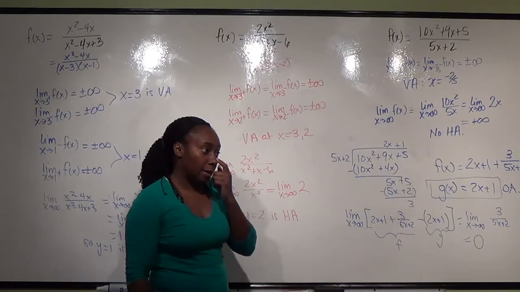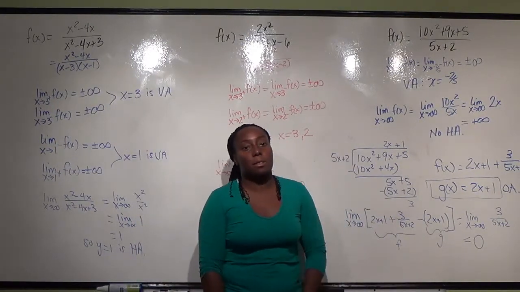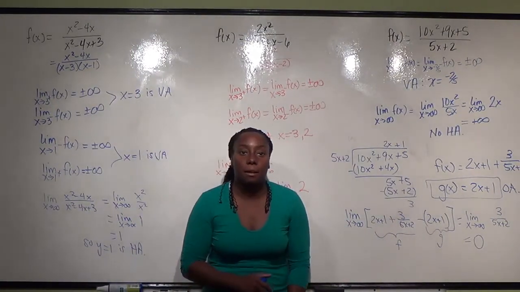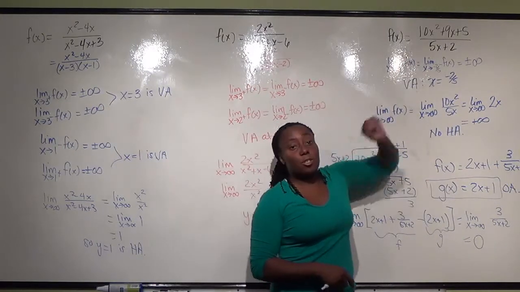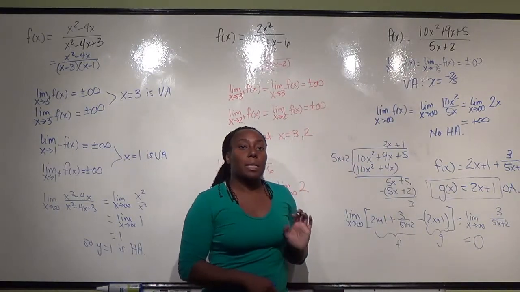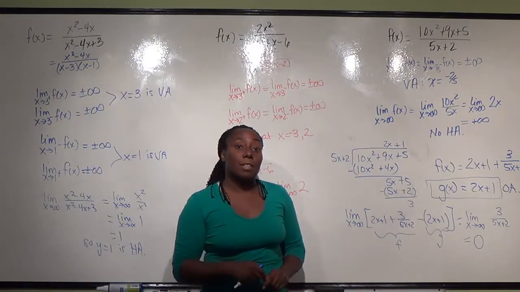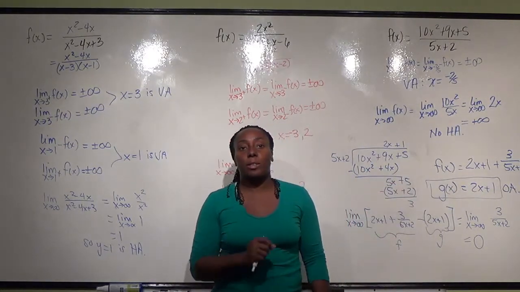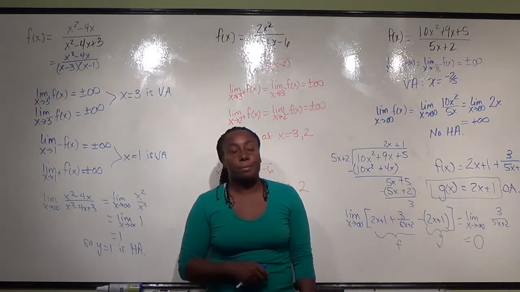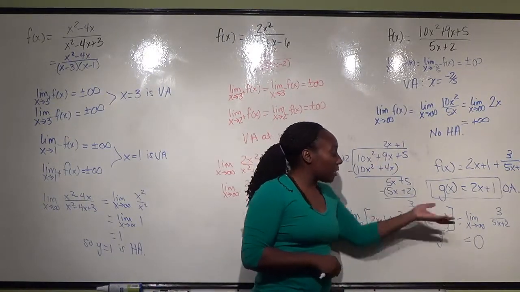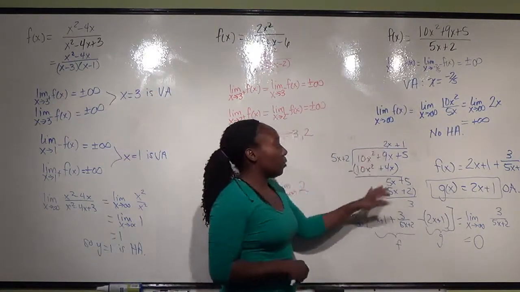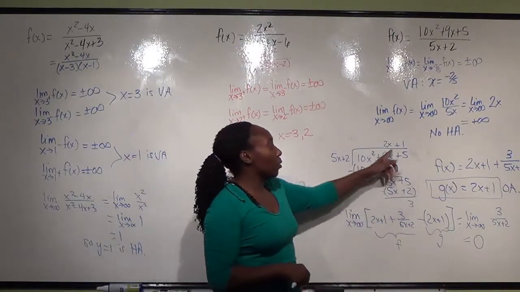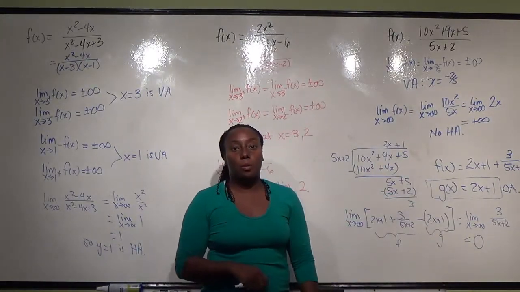Okay. Now, this process is basically a long way of saying, if I have a rational expression and the limit as x goes to infinity is infinite, if I divide out, then the quotient is going to be my oblique asymptote. Okay? That's a long process to do it. If you can do your division and find your quotient, that is always going to be your oblique asymptote.